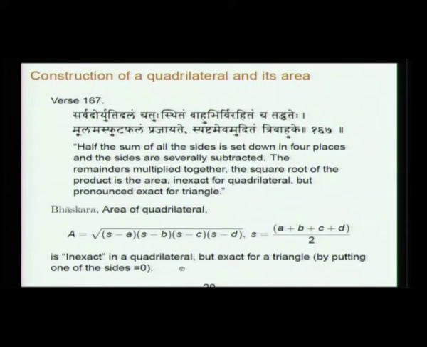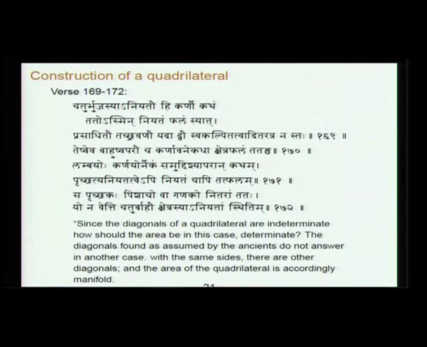So then he goes on to discuss this, because he says, why is it indeterminate? Since the diagonals of a quadrilateral are indeterminate, how should the area in this case be determinate? So that is what he is saying.